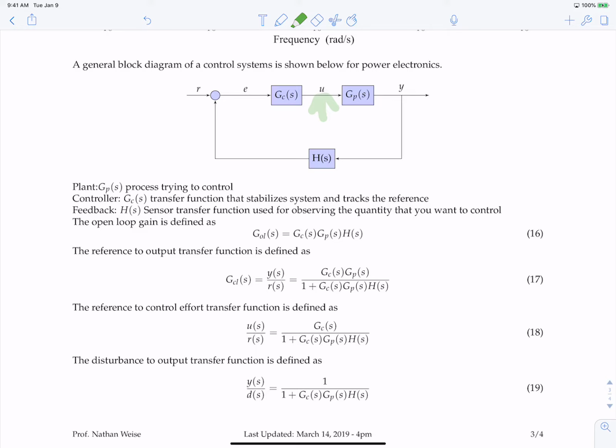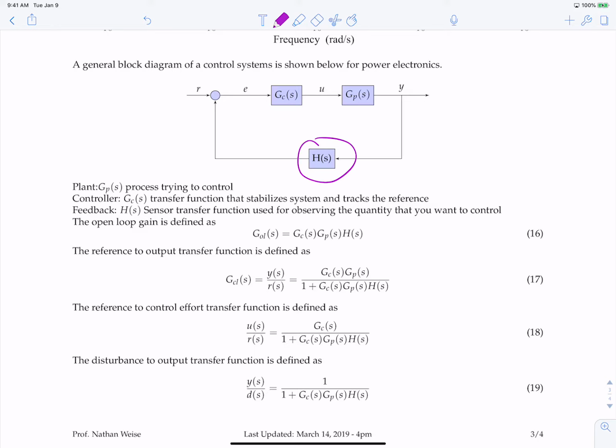So the duty cycle goes into the plant, and the plant spits out a voltage. Now, what's H of S? This is just an arbitrary block for your sensor gain. A lot of times, if you're outputting 100 volts, you're not going to feed 100 volts directly back to your controller, right? You're going to knock it down.